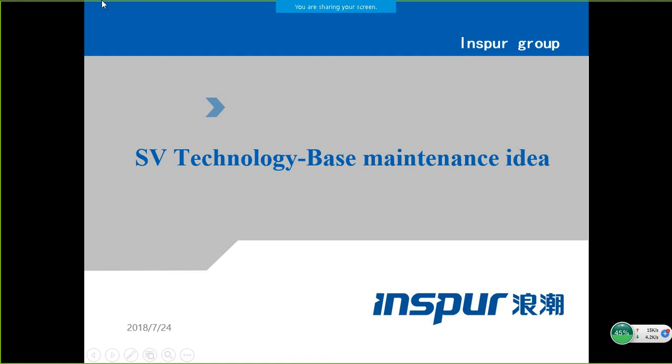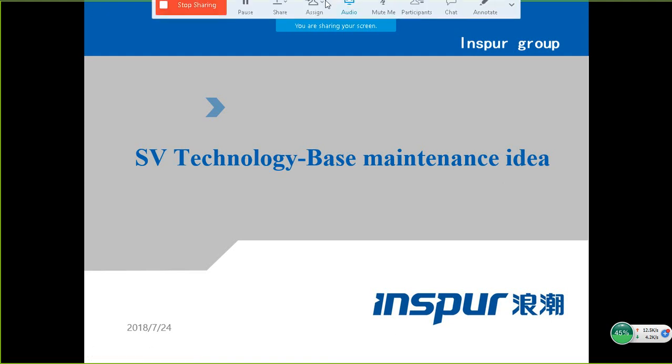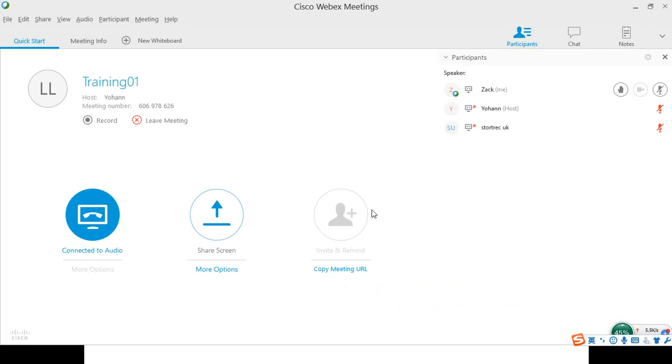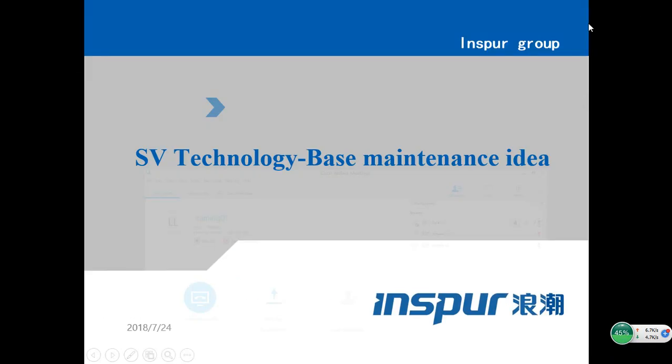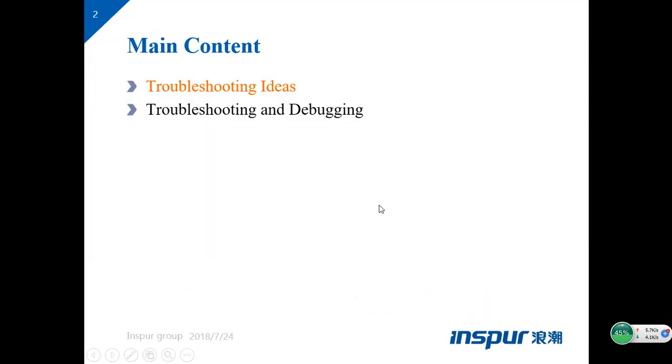So for this part, there are only about two parts. The first part is about troubleshooting ideas, and the second part is about troubleshooting and debugging.